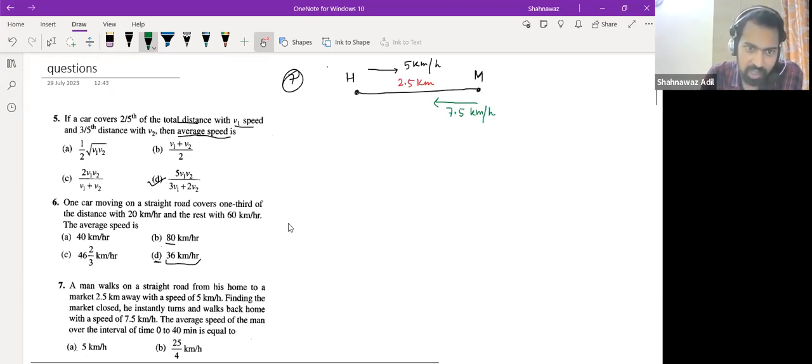Now we have to find the average speed of the man over the interval of time 0 to. So one moment, guys.